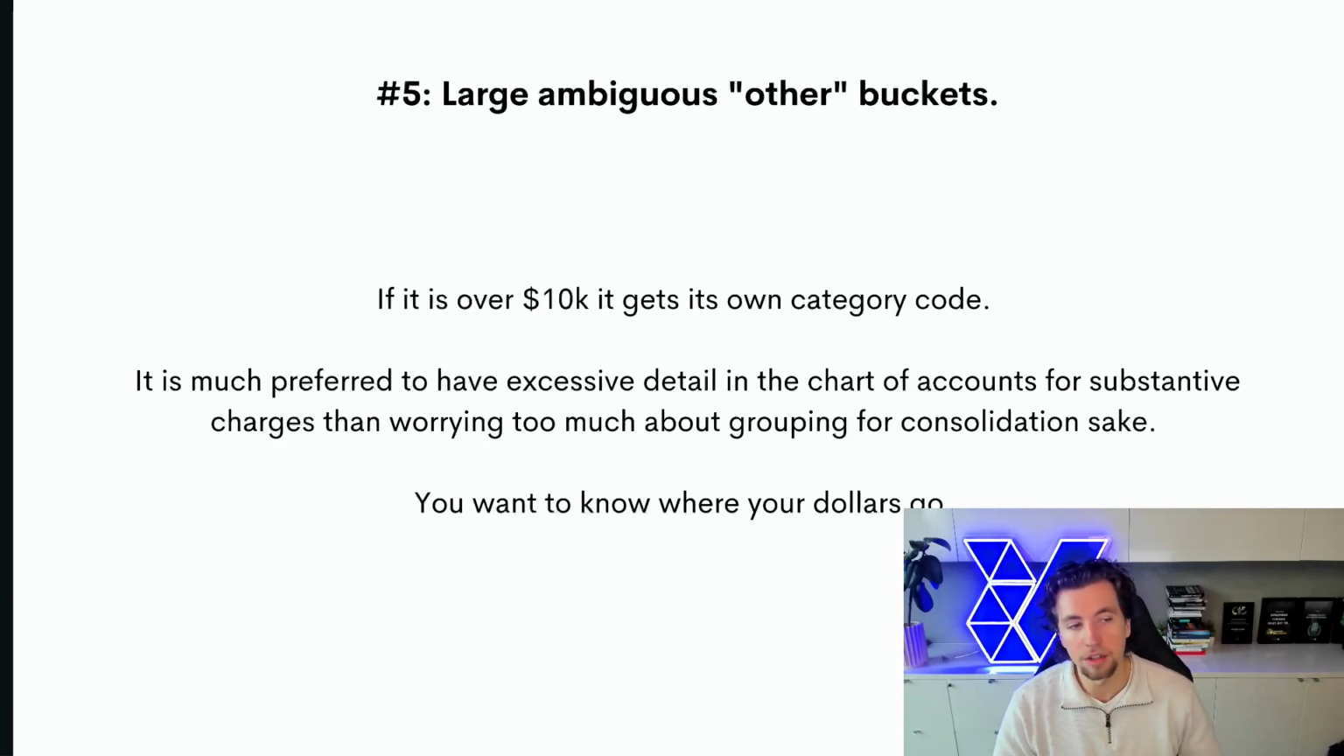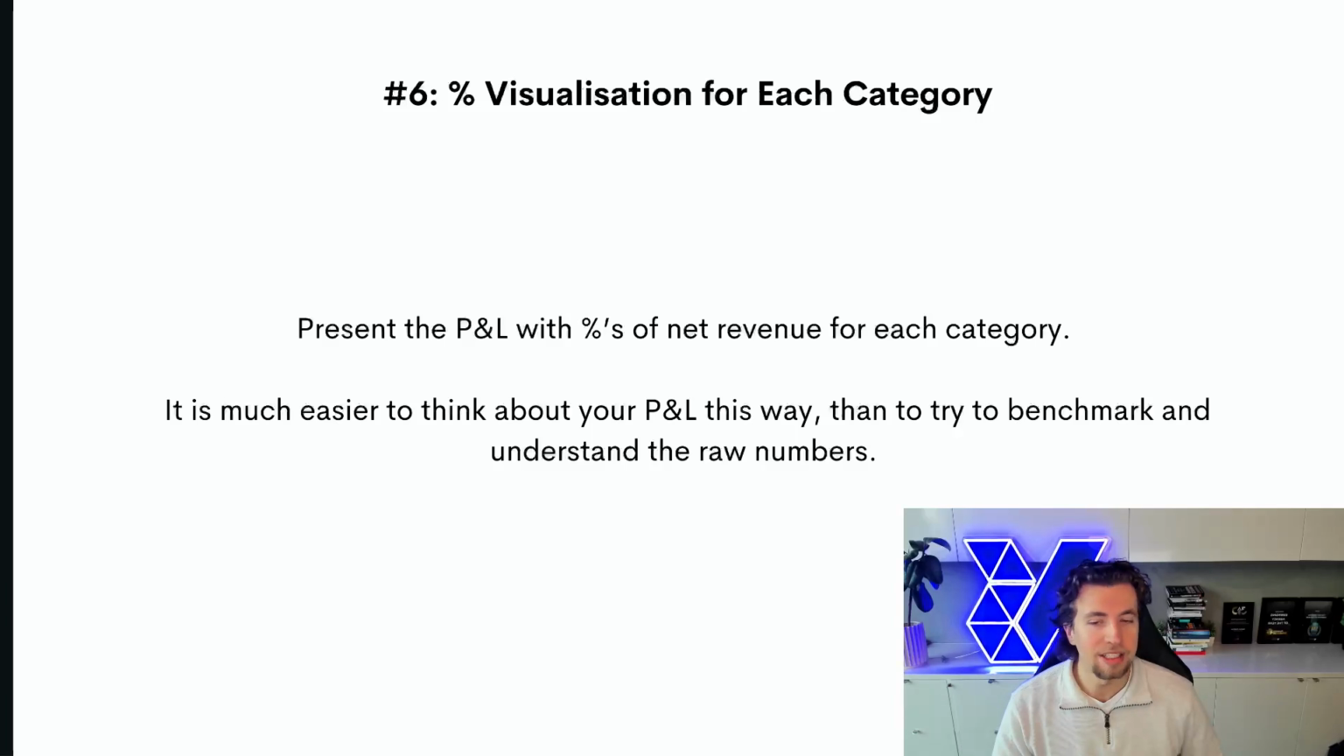But then other accountants will really prefer consolidation within the P&L, which can really hurt your ability to know where your dollars are going. I'd much prefer to have excessive detail in the chart of accounts for substantive changes, rather than worrying about just grouping for consolidation's sake. You want to know where your dollars are actually going. Number 6 is percentage visualization for each category. Present your P&L with percentages of net revenue for each category.